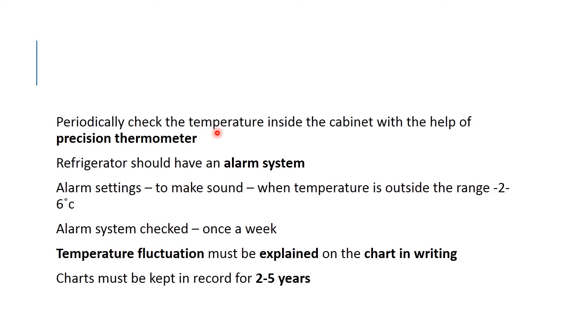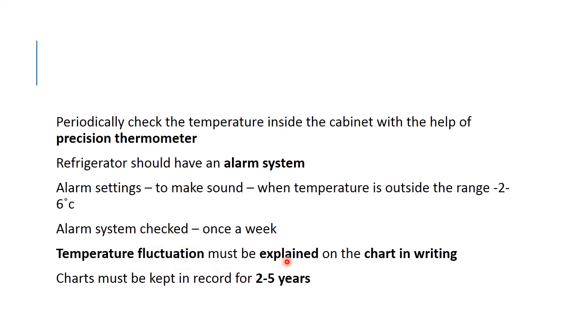So periodical checking of the temperature within the cabinet, either in the refrigerators or freezers, is very important. By using thermometers we can obtain the recording of the temperatures. And the refrigerator should have an alarm system. That means if there is any fluctuation, high or low temperature, within this equipment, the alarm should sound. It should make a sound when the temperature is outside the range of 2 to 6 degrees centigrade. The alarm system should also be checked at least once a week.